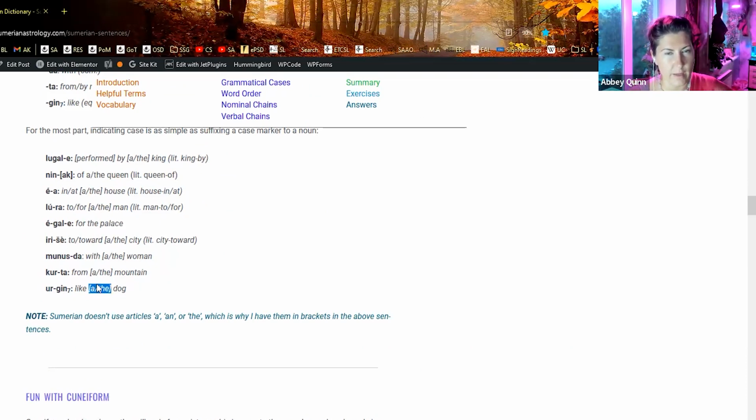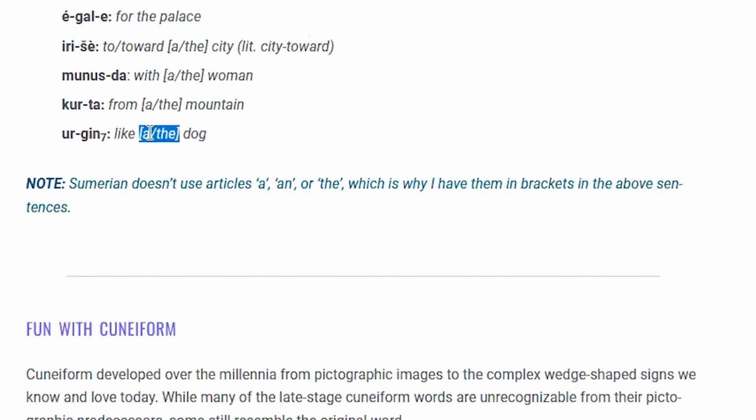Again, Sumerian doesn't have articles, really. I mean, there are some cases where we could say it's acting like an article. Talk about that later too. But I have these listed in here. I won't do this later. I'm just doing it for now, having the brackets in here to illustrate that we don't actually put those in there. In Sumerian, it's just like dog.